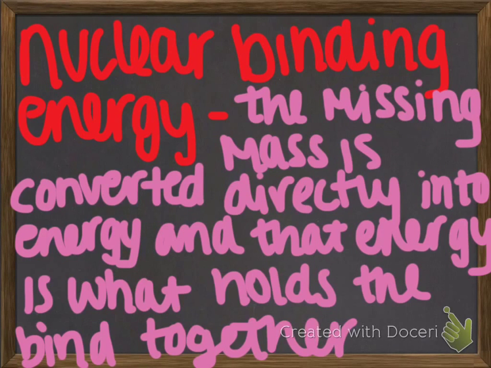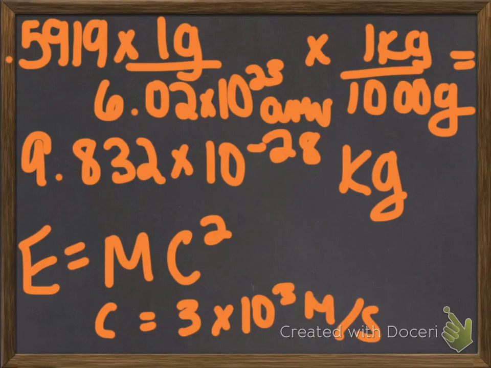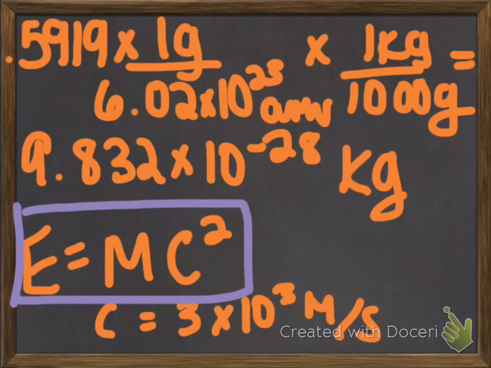So now to find nuclear binding energy, and this is when the missing mass is converted directly into energy, and that energy is what holds the nucleus together. To solve for this, you use the formula E equals mc squared. And right here is your c, and c is always 3 times 10 to the 8th meters per second. And then up here is our mass defect, but we need to convert it to kilograms in order to plug it into our equation.